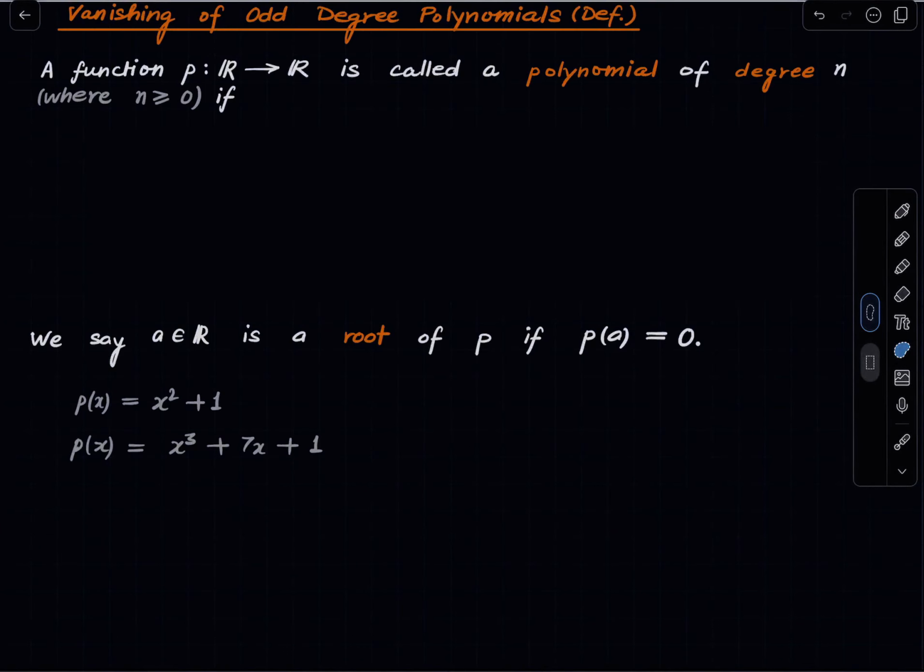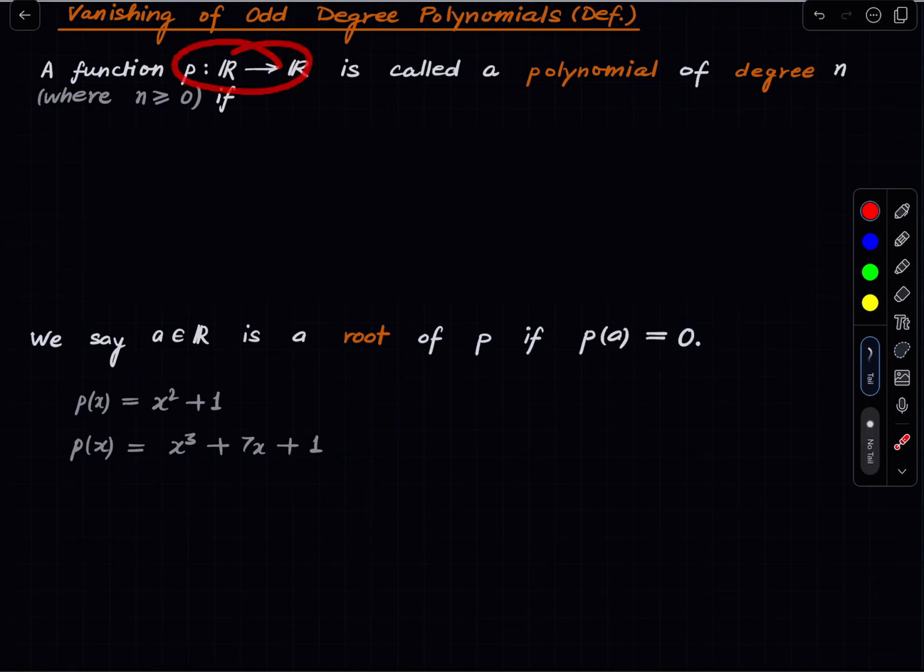So the next thing that we want to do is show that every odd degree polynomial has a real root. When we say odd degree polynomial, we will mean odd degree real polynomial, and when we say root, we will mean real root. So let's recall some definitions.